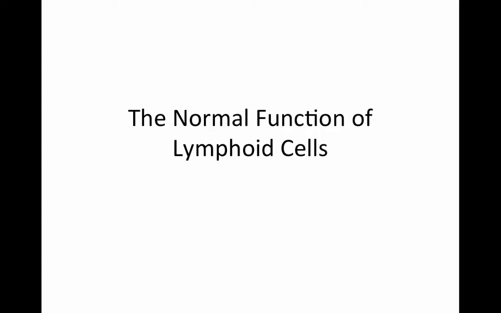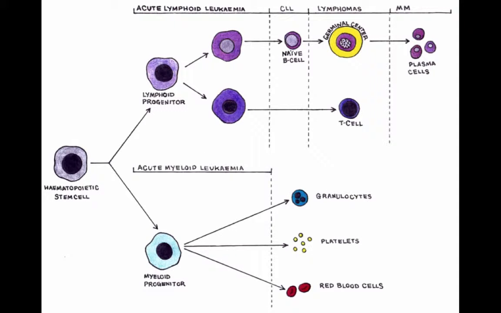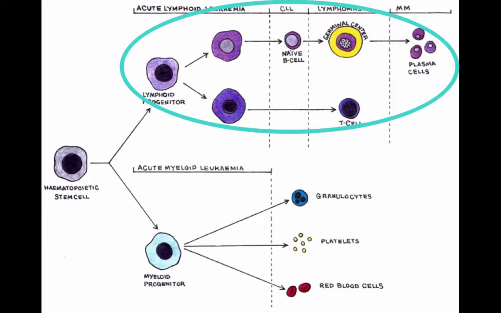This is a short animation to talk you through the function of normal lymphoid cells. So, just a reminder, in the bone marrow are hematopoietic stem cells which can give rise to any blood cell. In this animation, we shall be looking at the lymphoid progenitor cell and the cells that arise from that.